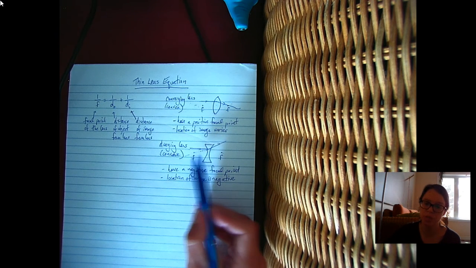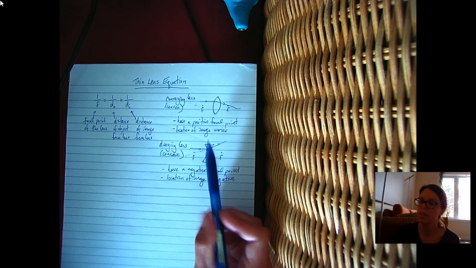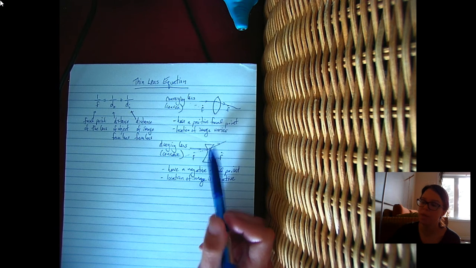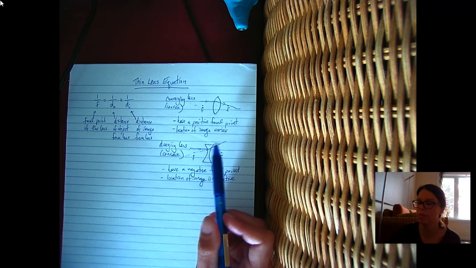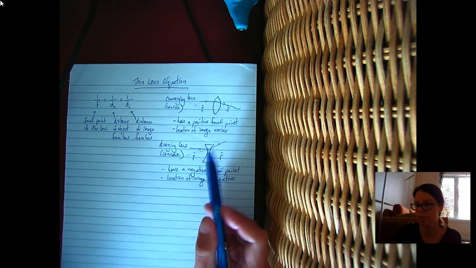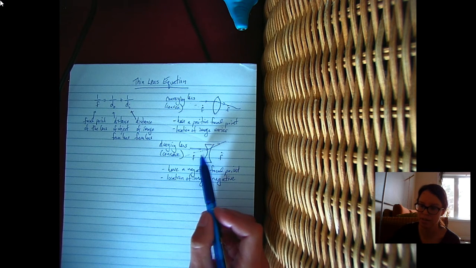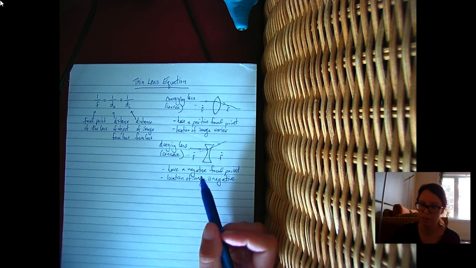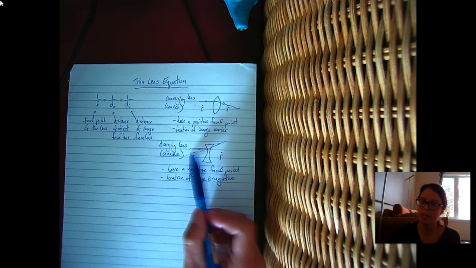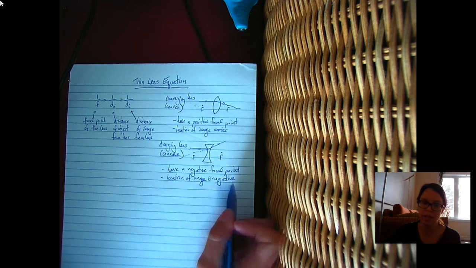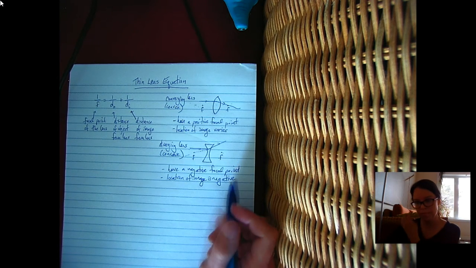So it's always virtual. And what we learned here is whenever you make an image with a diverging lens, it's always smaller, it's always upright, it's always virtual, and it's always on the same side of the lens as the original object. Okay, and for equation purposes, you know it's on the same side of the lens as the object because it's going to be negative when we solve for the formula.